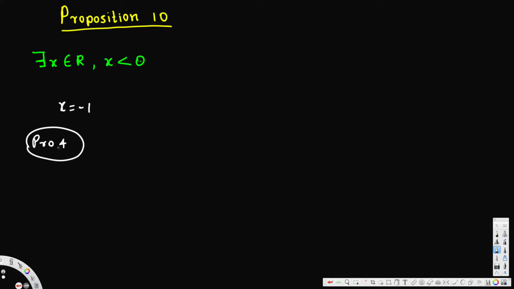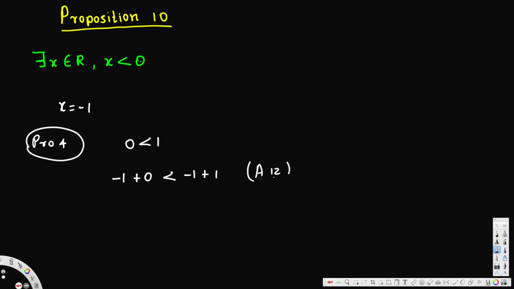Proposition number 4 says that 0 is less than 1. If 0 is less than 1, then axiom number 12 says if we add the same value to both sides, the inequality still remains the same. So here what we are going to do is add -1 to both sides. So -1 plus 0 is less than -1 plus 1, by axiom number 12.